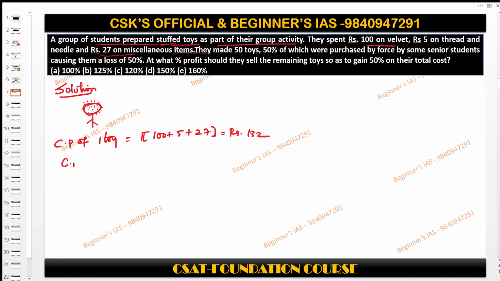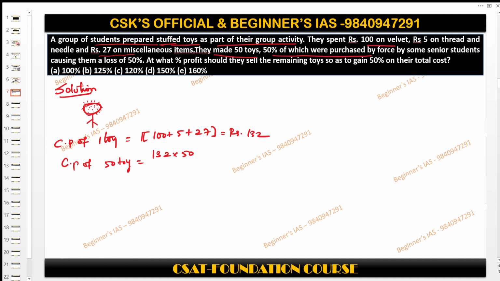So then, what is the cost price of 50 ties? Here, why 50? They made 50 ties, so that is why I am calculating with respect to 50. Therefore, 132 into 50. Okay, so now understand very clearly.